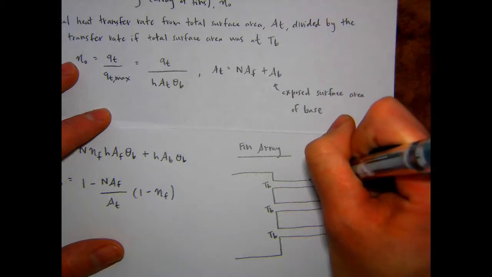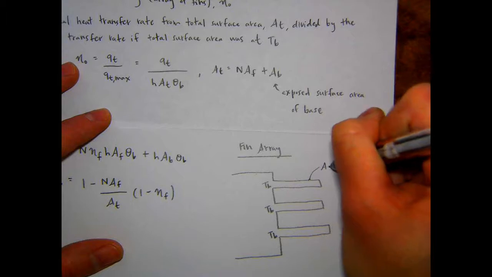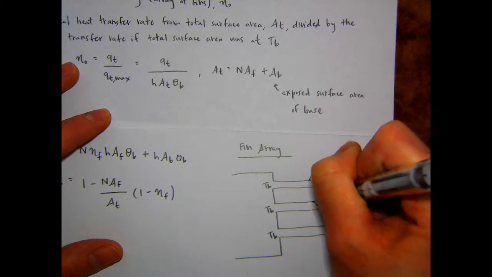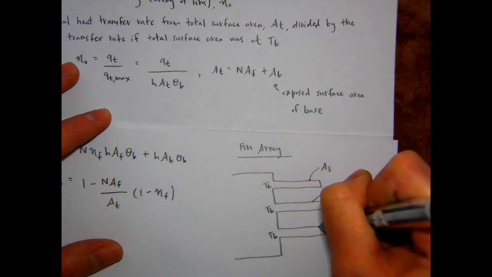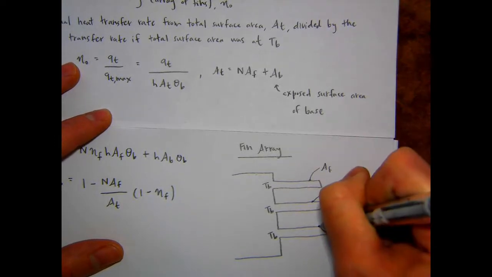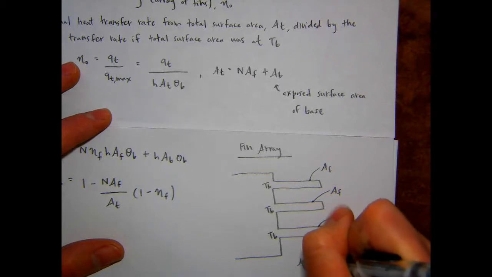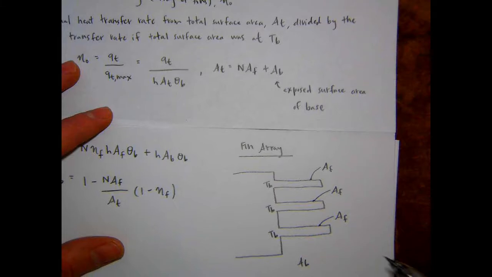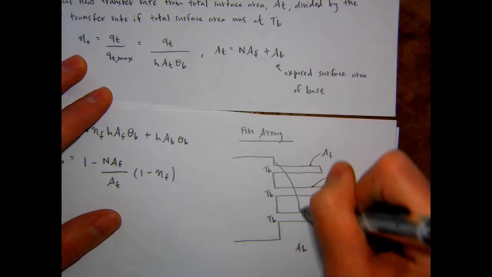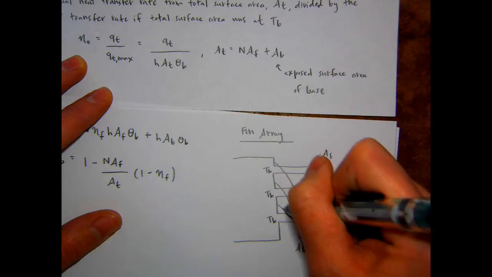Each fin is going to have a surface area, A sub F, and remember that doesn't include the tip, because that's accounted for based on which boundary condition you choose. Because you don't necessarily have convection from the tip of the fin. And then A sub B is the area of the base. So basically all of these different areas added up.